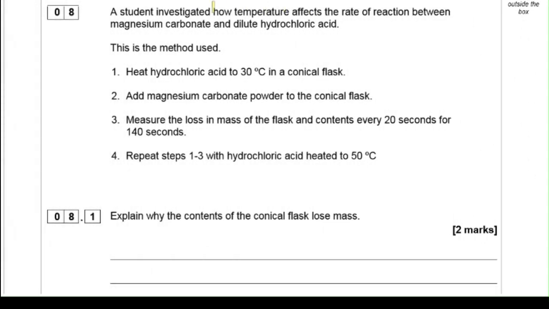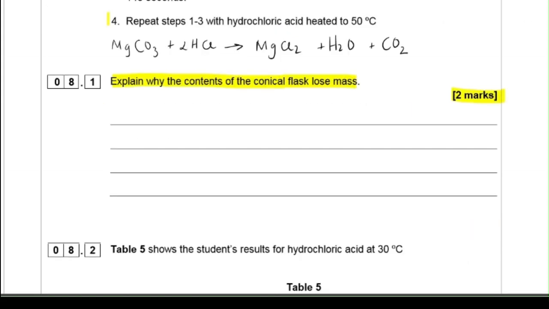Question 8. A student investigated how temperature affects the rate of reaction between magnesium carbonate and dilute hydrochloric acid. Method: heat hydrochloric acid to 30 degrees, add magnesium carbonate to a flask, measure loss in mass every 20 seconds, repeat 1 to 3, at 50. Explain why the contents of the flask lose mass. This is for 2 marks.